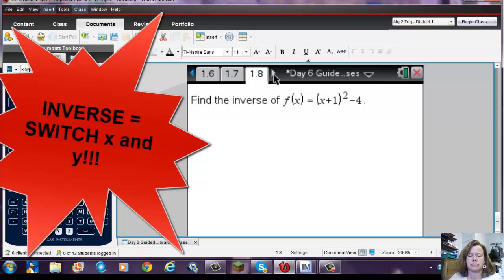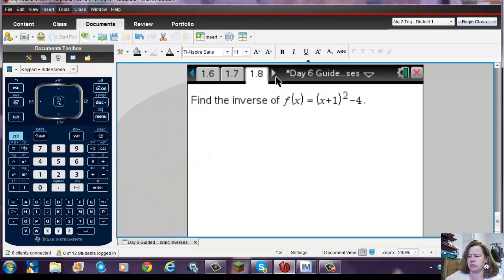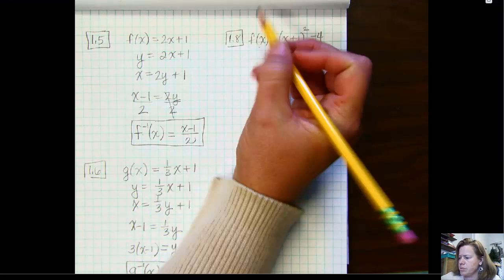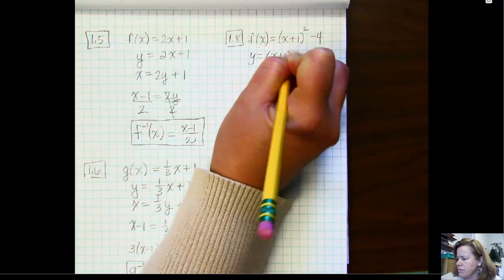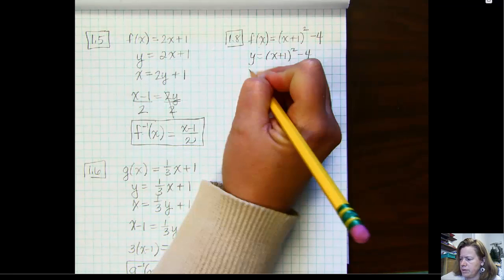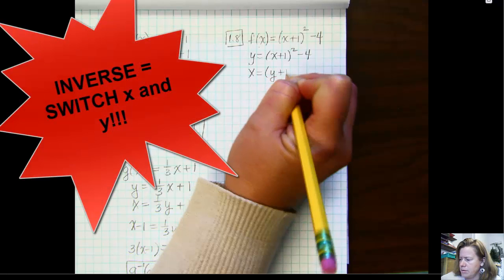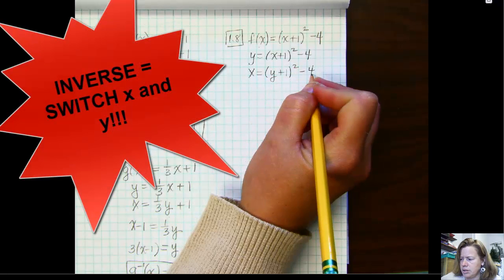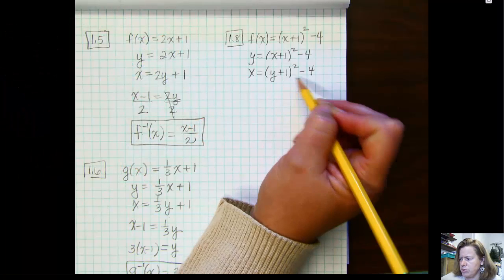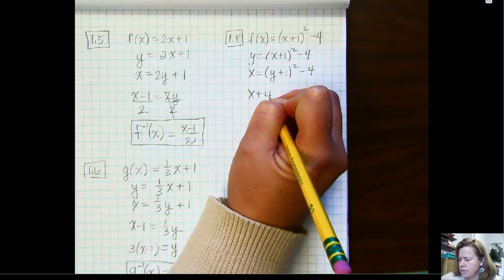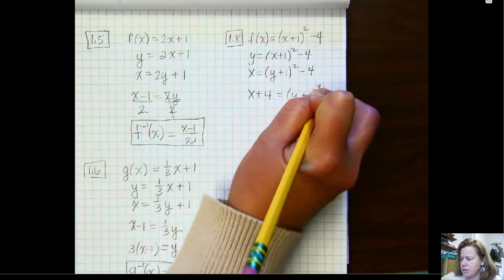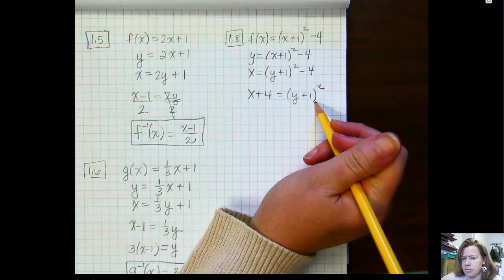Okay, on page 1-8, we have one last equation to find the inverse of. And again, this is one that I will write. So we're going to find the inverse of f of x, which is (x plus 1) all squared minus 4. So, replace f of x with y. Switch x and y. Get y alone. Now y is buried, and to undo that last, I can add 4 first. Now I undo squaring by square rooting, so I square root both sides.